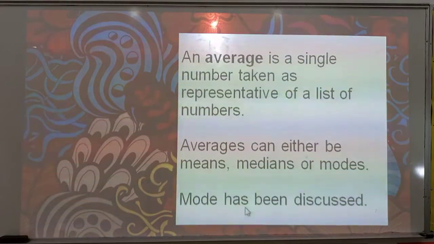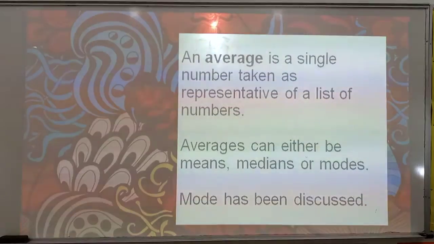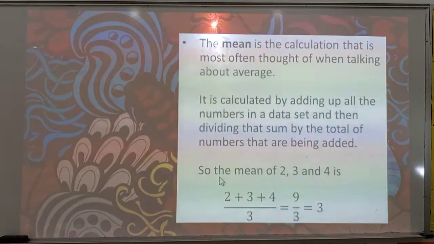Now, the mode has been discussed. Remember, the mode is the number with the highest frequency. In the example that I gave about the ages of students in the class, the mode was 8 years. That means most of the students that I picked were 8 years. Alright, now let's check the meaning of the median and the mean.